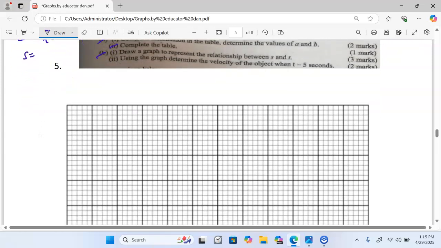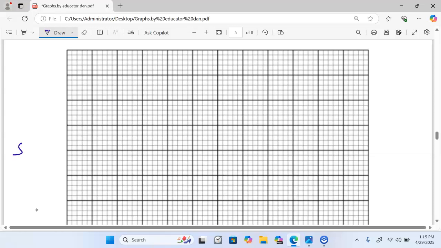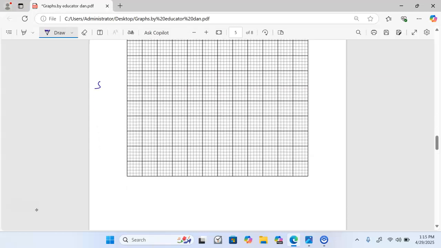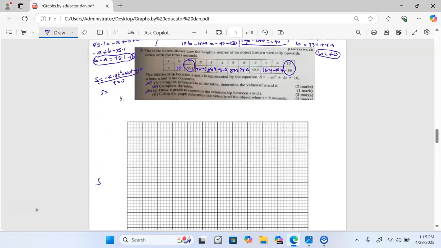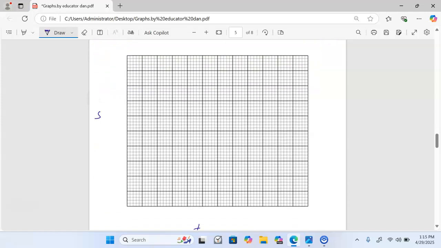Remember, S represents the Y, and of course, T represents our X. From here now, we are going to choose the scale. Remember, the values of T are ranging between 0 and 10, and S is ranging between negative 80 and positive around 91.6. Therefore, since we have negative values of S, we are going to move as follows.